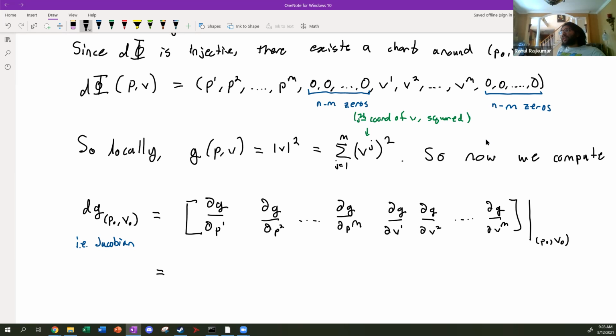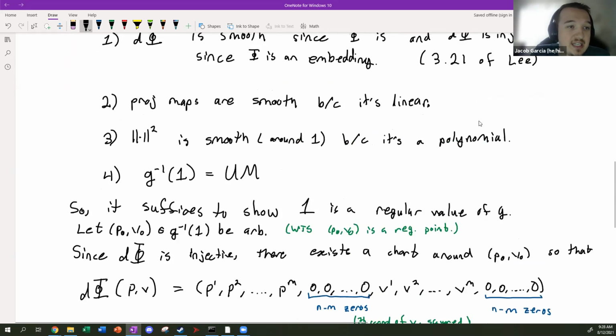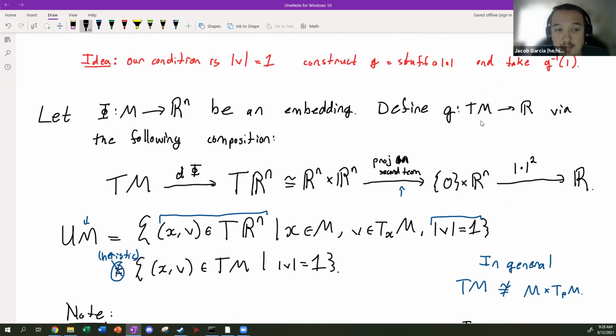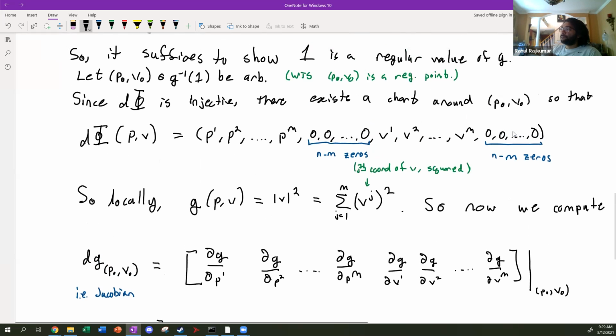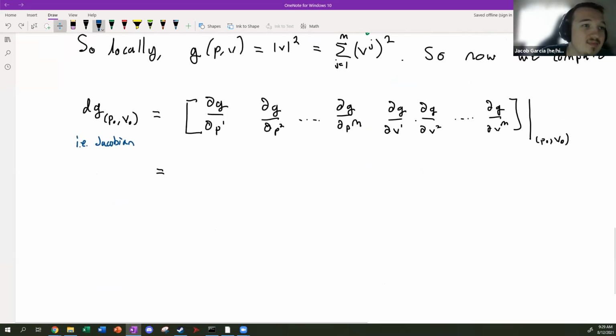Okay. Yeah, what happened to the n minus m zeros? So the domain of G is TM, so it's a 2m manifold. So I should only have 2m coordinates in my Jacobian. Really the point of the 2n minus m zeros was to get this bound on the sum. That was a great question.